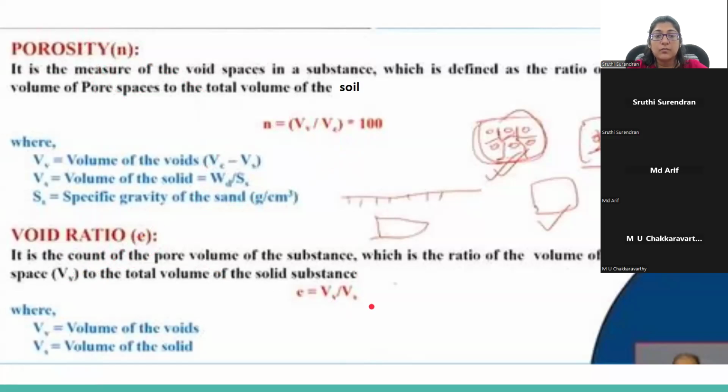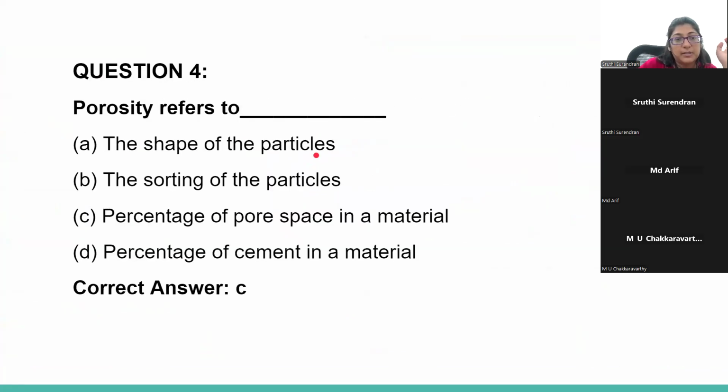So if you take the entire volume of soil, there will be solid particles also, there will be pore spaces also. This is what is encompassing the entirety of the soil volume. When the volume of voids is compared to the volume of soil, it is called porosity. Void ratio is the ratio of the volume of voids to the volume of the solid particles comprising the soil. So this is basically a percentage of the volume of voids in the soil material. So the correct answer would be option C, percentage of pore space in the material.